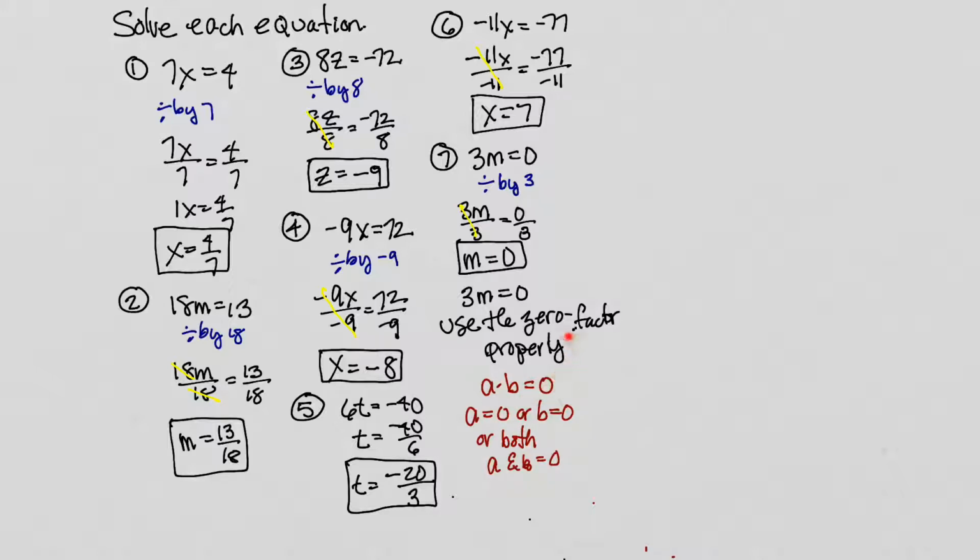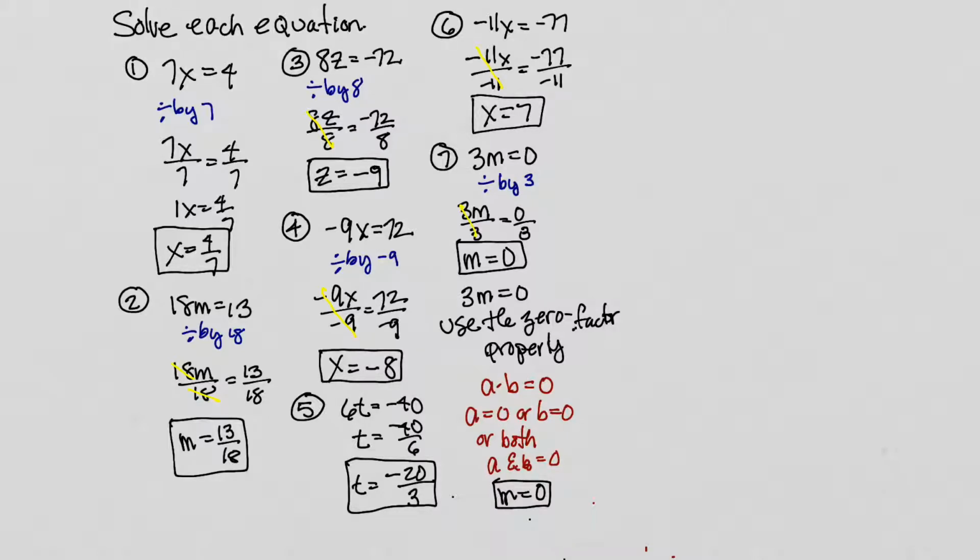So if we look back up here, that's what we've got, right? We're multiplying two numbers together and we're getting 0. So one of these has to be 0. 3 and m, one of those has to be 0, and it's not the 3. So the only way this can be true by the zero factor property is for m to be 0.